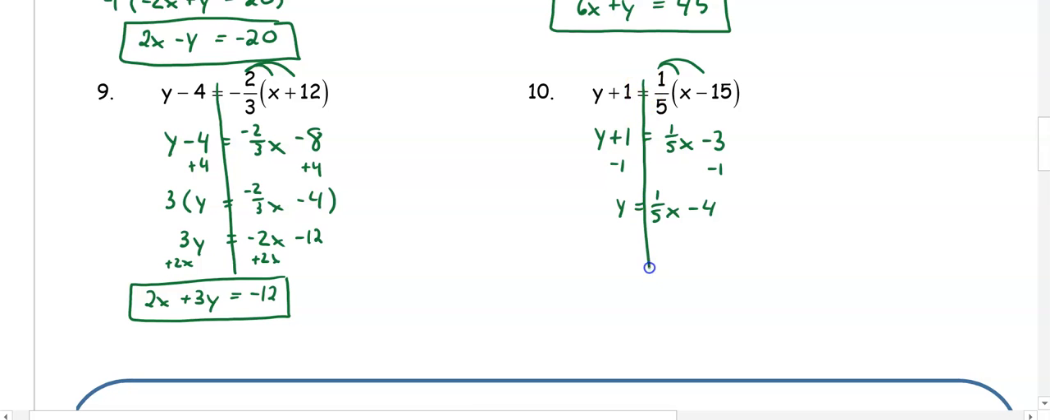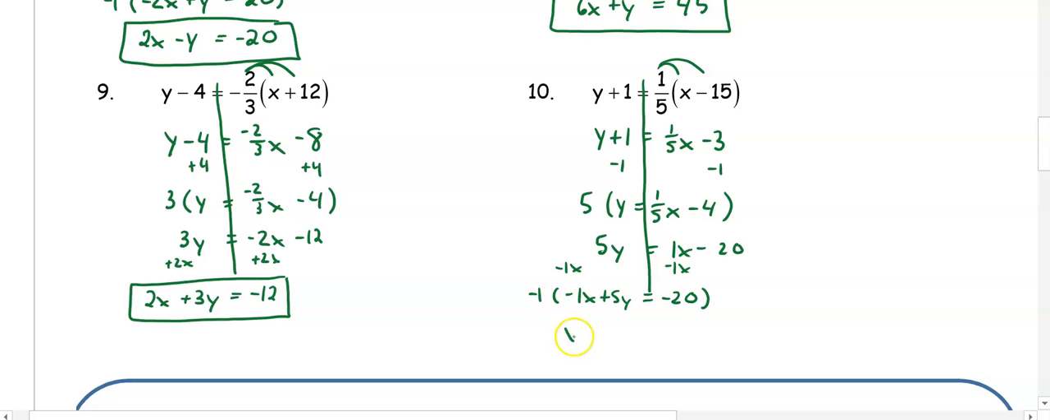Then to get rid of the fraction, we're going to multiply both sides by 5. 5y equals 1x minus 20. We can subtract 1x from both sides. So we have negative 1x plus 5y is equal to negative 20. Then when we multiply by negative 1, x minus 5y is equal to 20.